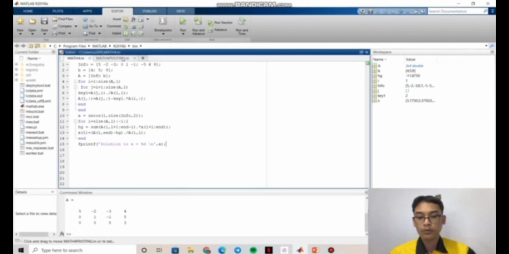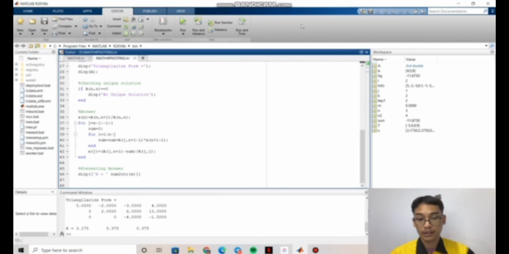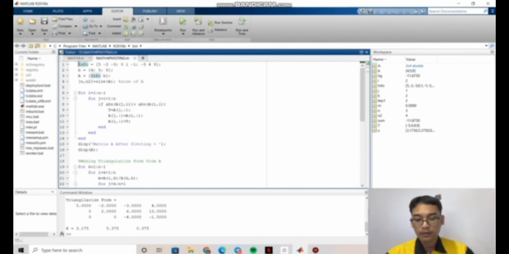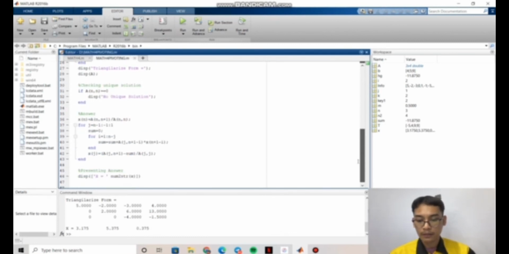So we move to the Gauss elimination with pivoting method. We have declared all the important things and we have inserted a loop here, and this is for pivoting. After that, this loop is for the triangularized form of A. And lastly, this is the coding for the answer. So we run and advance.